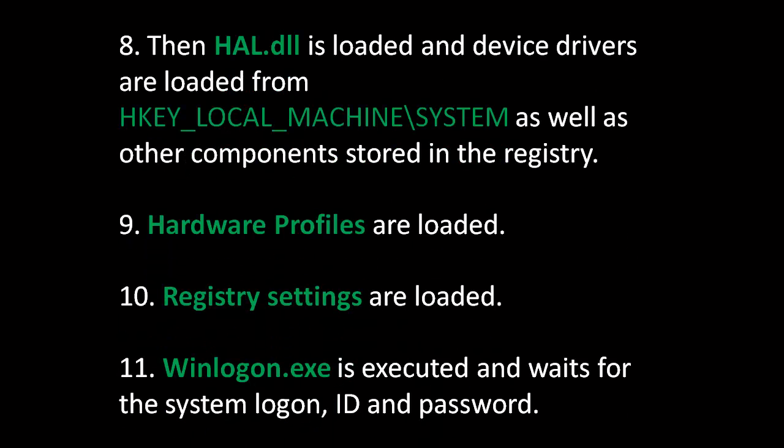Eighth, the HAL DLL, or dynamic link library, is loaded and device drivers are loaded from HKEY_LOCAL_MACHINE\SYSTEM as well as other components stored in the registry. HAL stands for hardware abstraction layer, and it is an intermediate layer between the operating system and the hardware. Ninth, hardware profiles are loaded. 10th, registry settings are loaded, that is the remaining registry settings in the registry hive. And finally, 11, logon exe is executed and waits for the system logon ID and password.